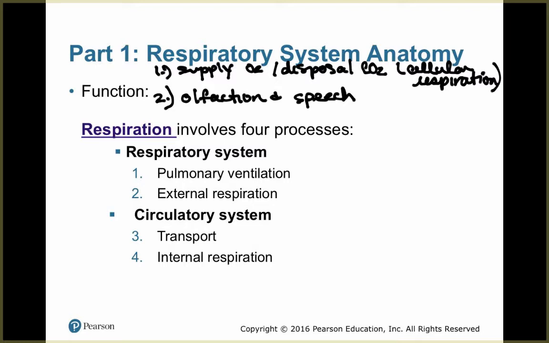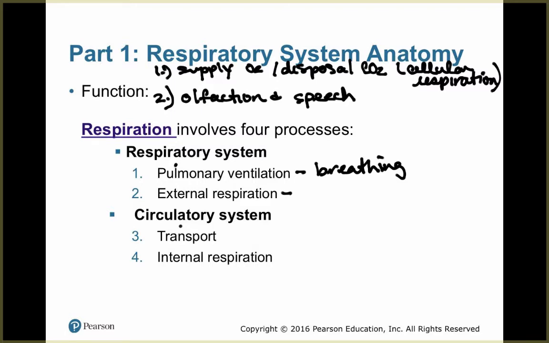Now, respiration has 4 processes, and within those, it's subdivided into the respiratory system and the circulatory system. And the respiratory and circulatory systems are very closely coupled. Now, within here, we have 4 different processes. The first one is pulmonary ventilation, and this is the movement of air into and out of the lungs, aka breathing, right? So movement of air into and out of the lungs.